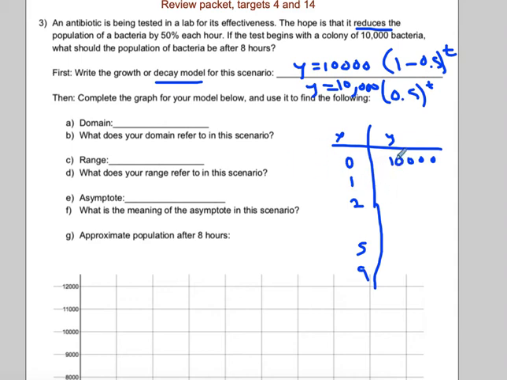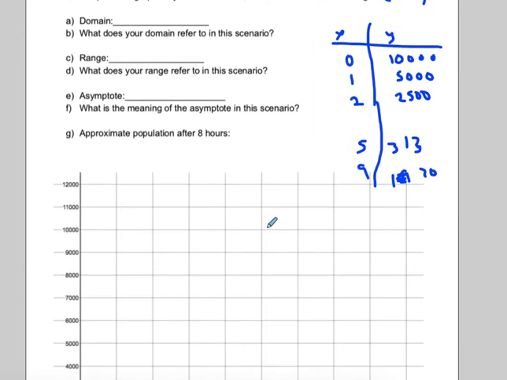After 1 hour, if we lose half the population, you're going to have 5,000 left. After 2 hours, if you lose half of that population, you'll have 2,500 bacteria left. So you can plug those in by doing the different values for T there. I went ahead and did 5, and I got roughly 312, maybe 313 if you round that up. And then at 9, I got 19 and a half, so 19, maybe 20 of these things. There we go. So we can use that to get a graph drawn in here.